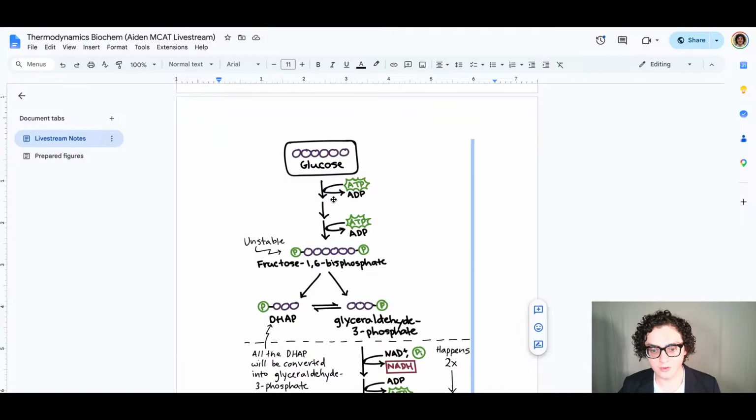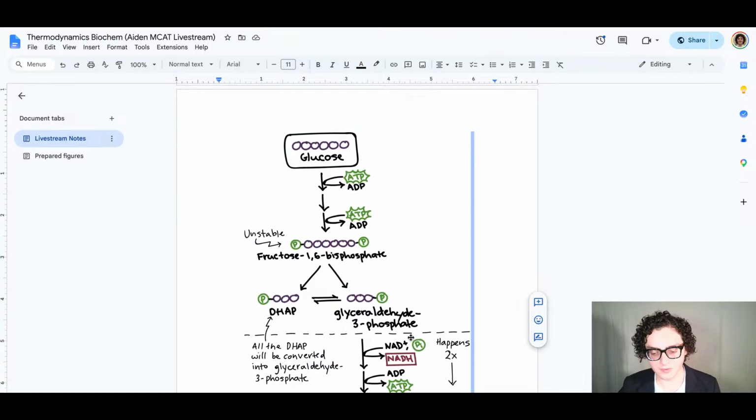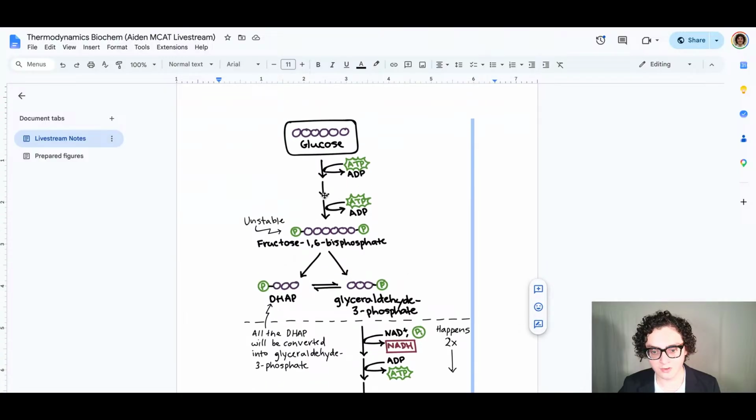The reason you don't see glucose 6-phosphate here is because they're emphasizing the bigger steps in glycolysis, and they're not showing that intermediate. But let me find a picture of it.